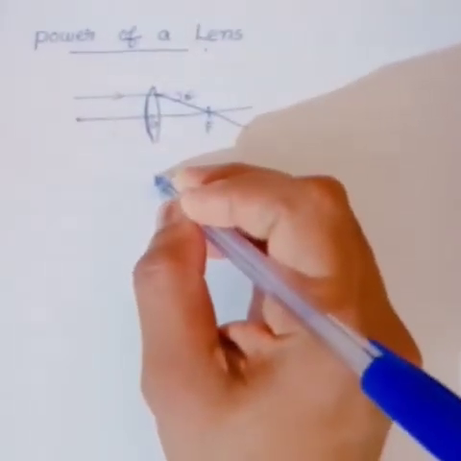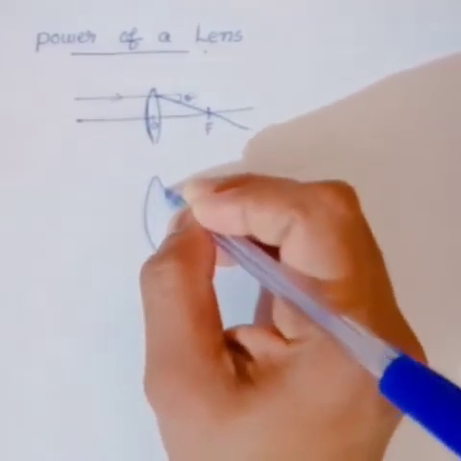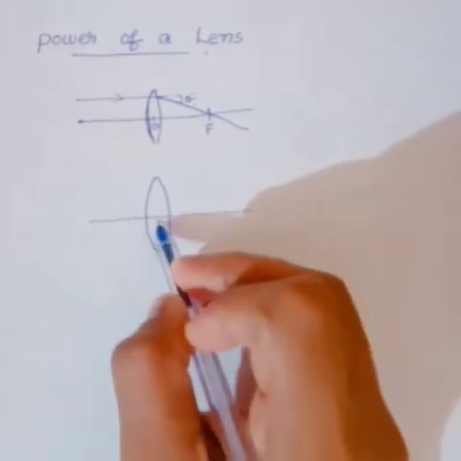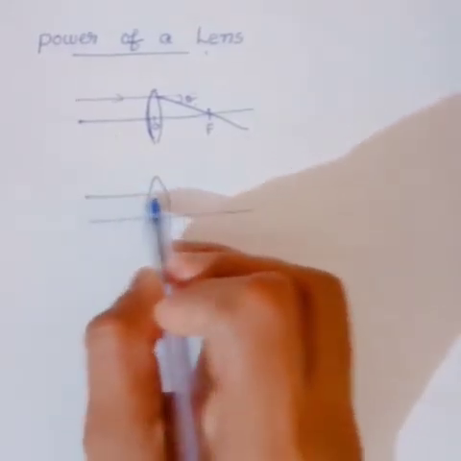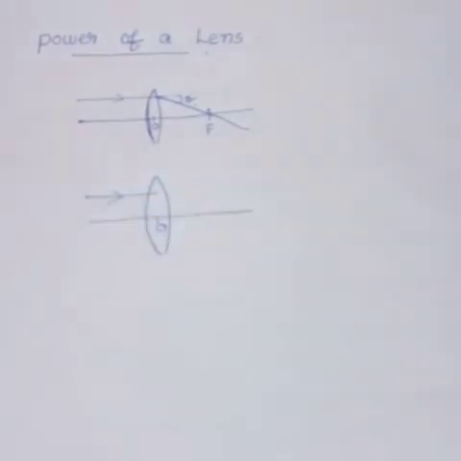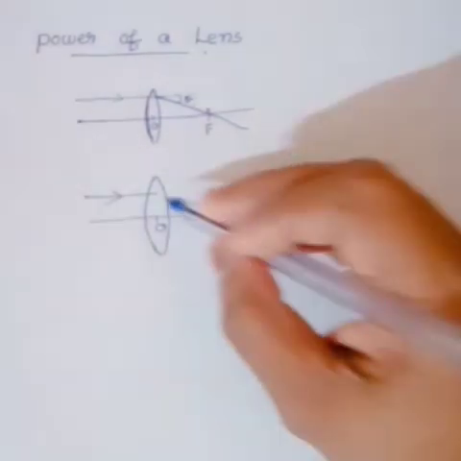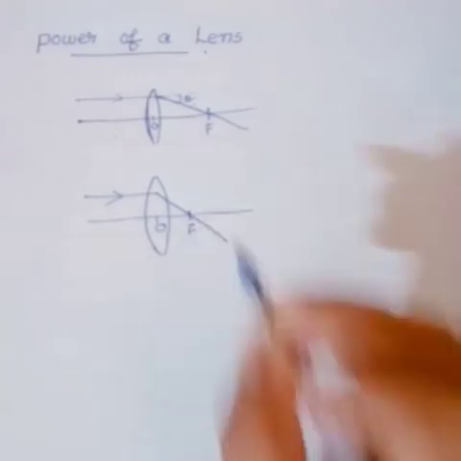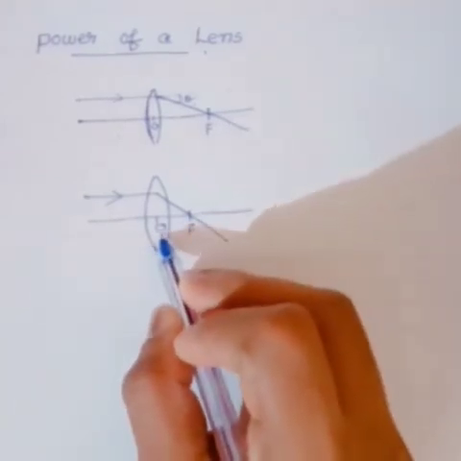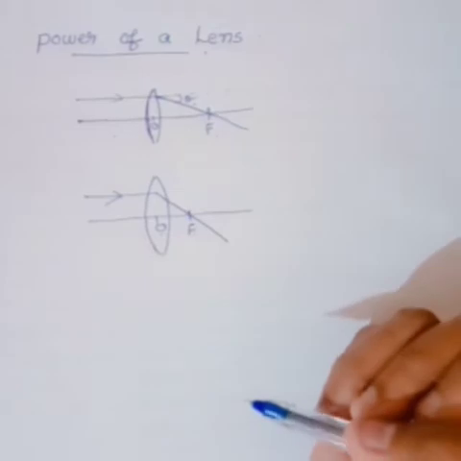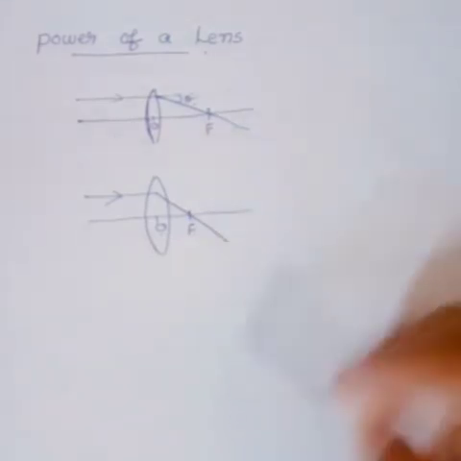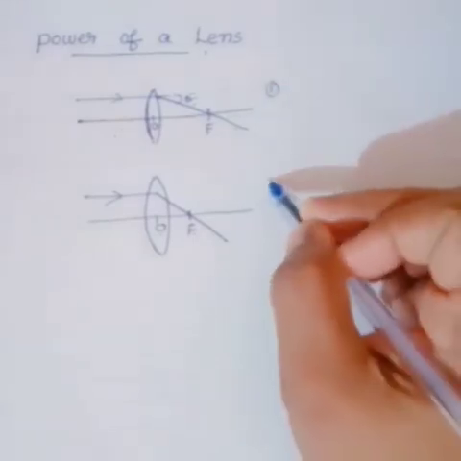Okay, then I have drawn another convex lens. Then this is the optical center. When a ray of light passing parallel to the principal axis passes through the focus after refraction. Okay, so this one is the focus. Then the distance between the optical center and focus, we call it the focal length. Then you have to compare these two ray diagrams. So this is the first case. Then this is the second case.